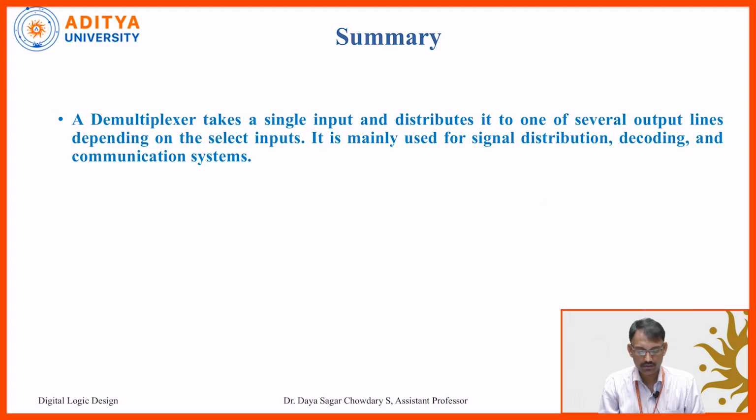Coming to the summary, a demultiplexer takes a single input and distributes it to one of several output lines depending on the selection inputs. It is mainly used for signal distribution, decoding and communication systems.